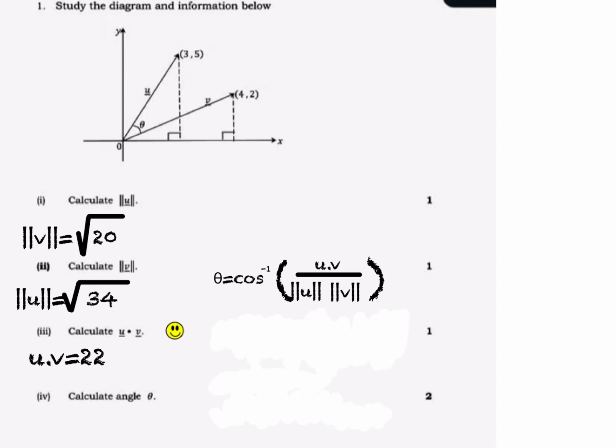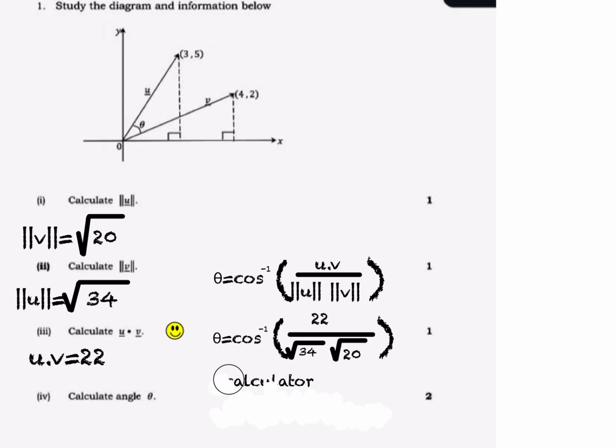Then I will use this formula to figure out theta between the two vectors. Don't forget, from A and B, we get the lengths of u and v, and we already calculated the dot product of u and v. Then we just need to plug the known numbers into the equation. Obviously we cannot calculate the angle without using a calculator. We need a calculator. Then from the calculator, I got this answer. Don't forget, it is in degrees. Thank you very much.